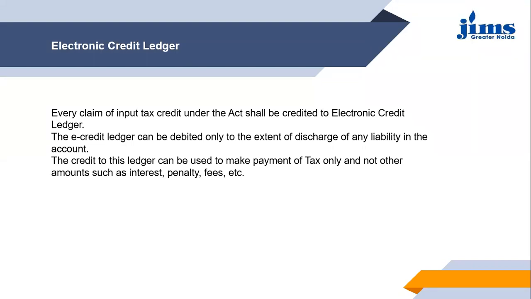So whatever input tax credit you have in your account will appear here under the credit ledger. And you should be very clear that whatever tax liability you are meeting out of this credit ledger should be as per the different categories of input tax credit you have in your account.